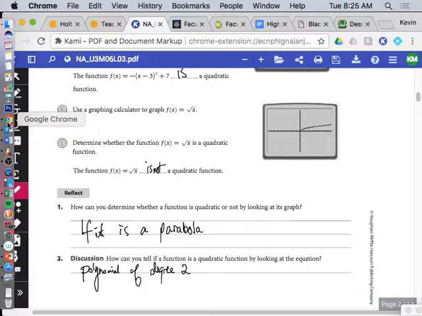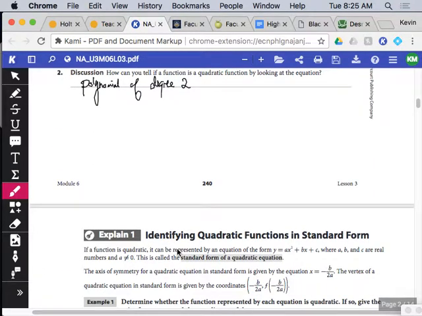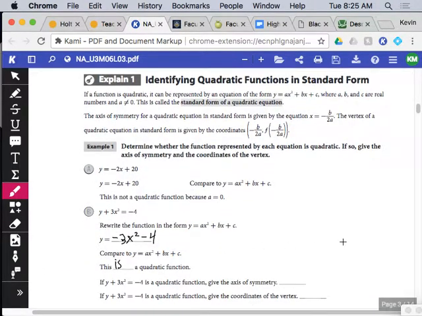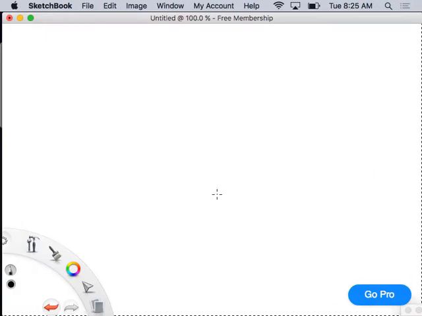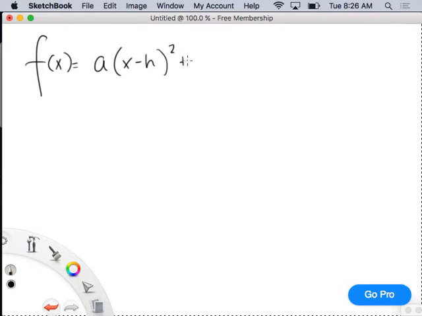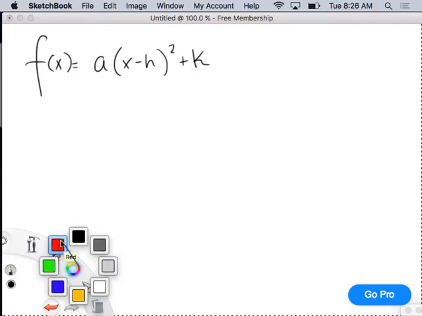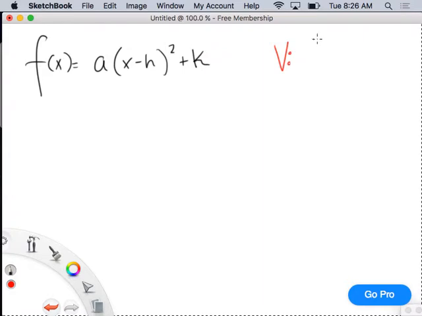All right. Very good. So a polynomial of degree 2. All right, good. Now, identifying quadratic functions in standard form. Now, standard form is what we started with when we started talking about quadratic functions, but then we backed away and went to vertex form. Okay, but let's talk about this here for a second. If I have f of x equals a times x minus h squared plus k, where's the vertex of that function? hk. That's why it's called vertex form. It's very easy to determine where the vertex is.